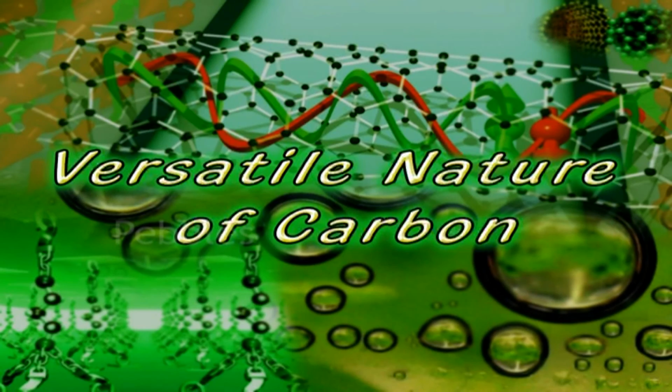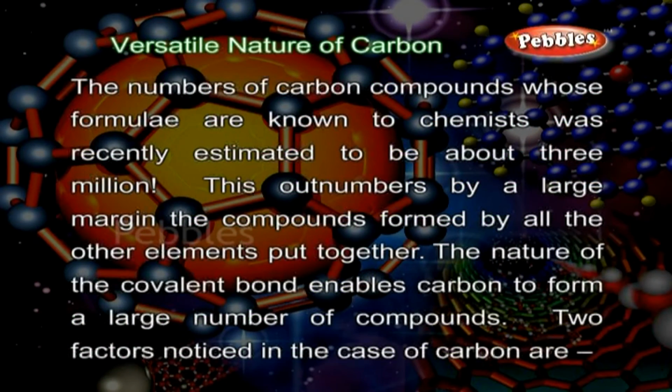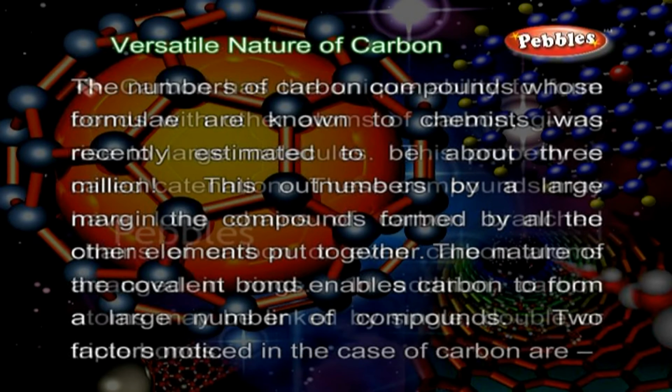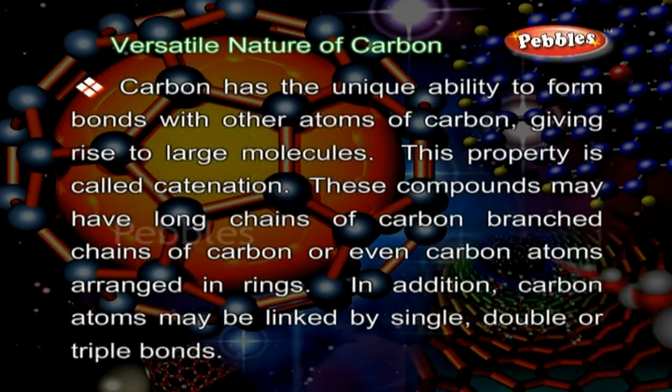Versatile nature of carbon. The number of carbon compounds whose formulae are known to chemists was recently estimated to be about 3 million. This outnumbers by a large margin the compounds formed by all the other elements put together. The nature of the covalent bond enables carbon to form a large number of compounds. Two factors noticed in the case of carbon are: carbon has the unique ability to form bonds with other atoms of carbon, giving rise to large molecules. This property is called catenation.